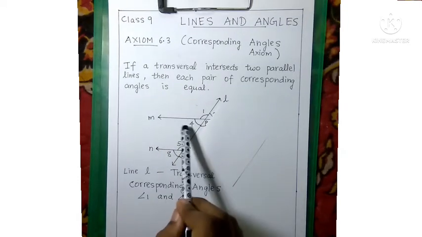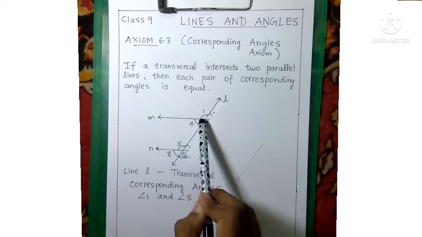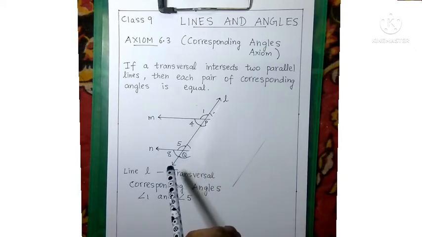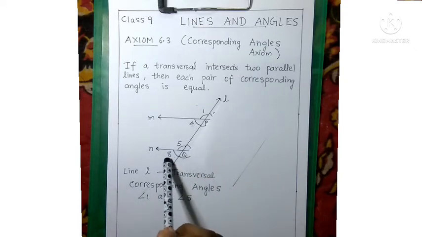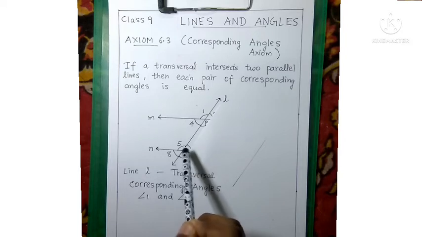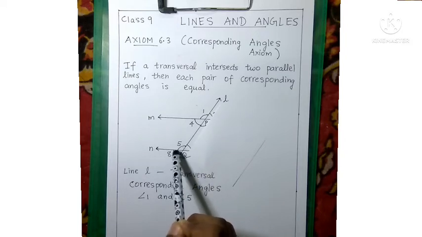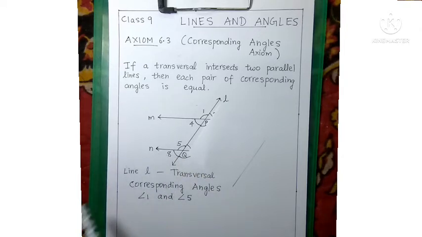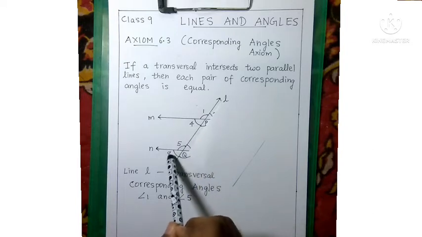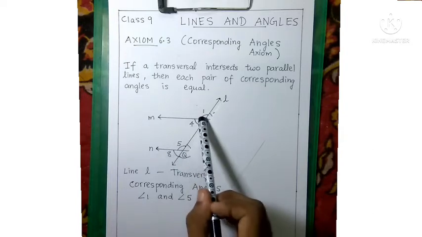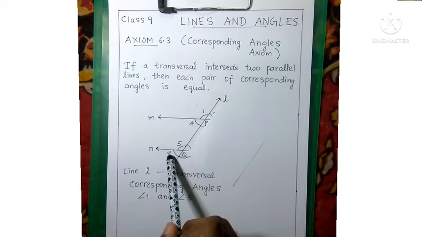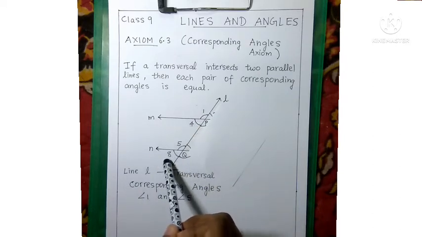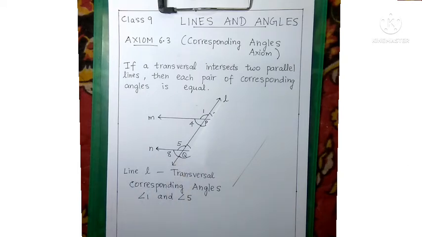Let us take angle 4 which is on the bottom of point P. Then we must take angle 8 which is also on the bottom of point Q. Both angle 4 and angle 8 are on the bottom of either point. So angle 4 and angle 8 form another pair of corresponding angles.